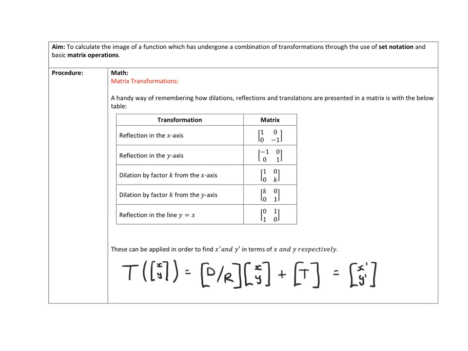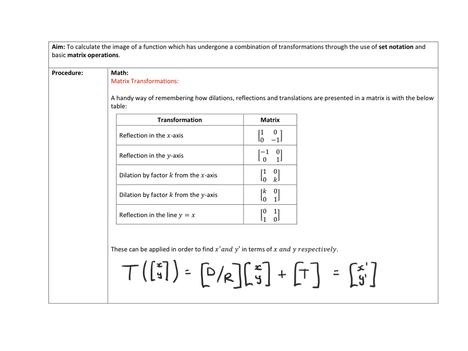Today we're looking at matrix transformations. So taking all the information we know about transformations, and at the moment particularly looking at reflections and dilations, we're going to have a look at how this information might be presented in the form of a matrix equation, and also how this might be applied when finding the image of a curve undergoing such a transformation.